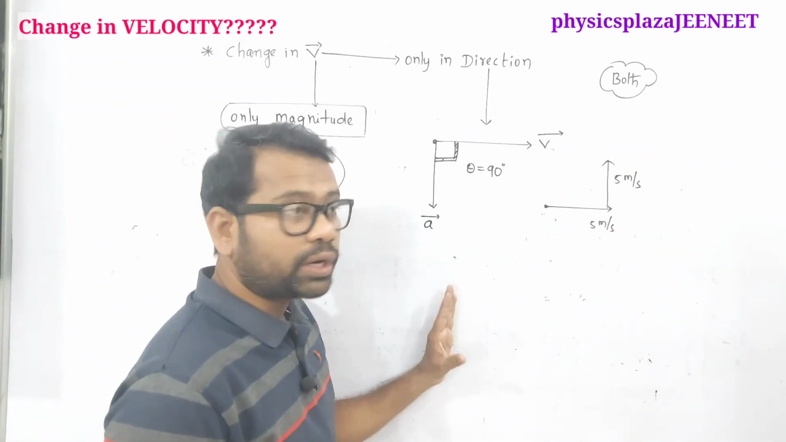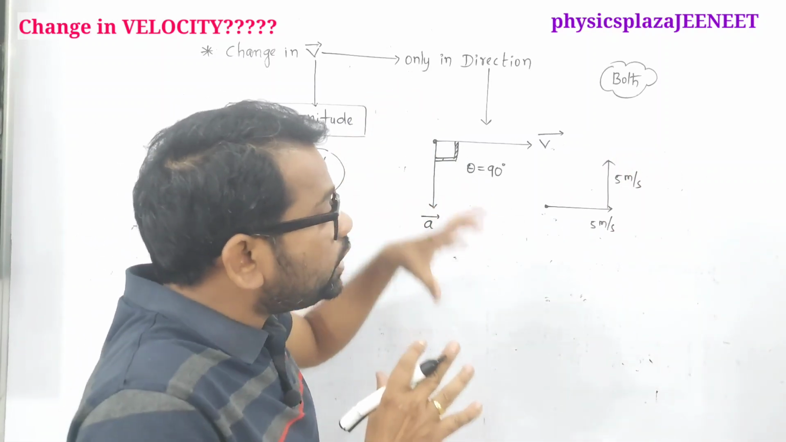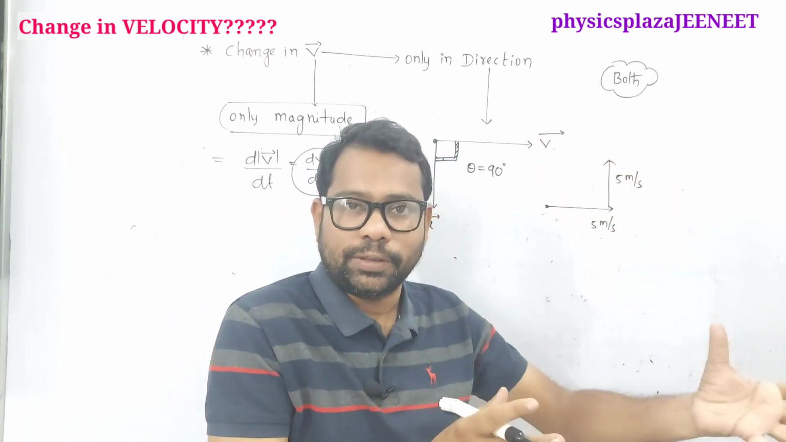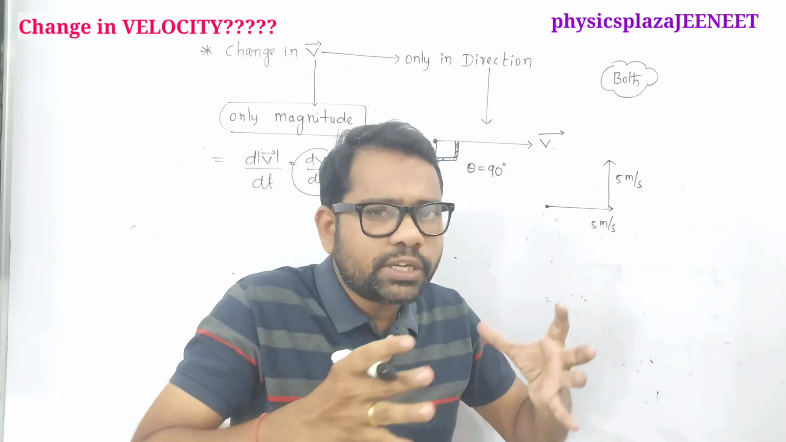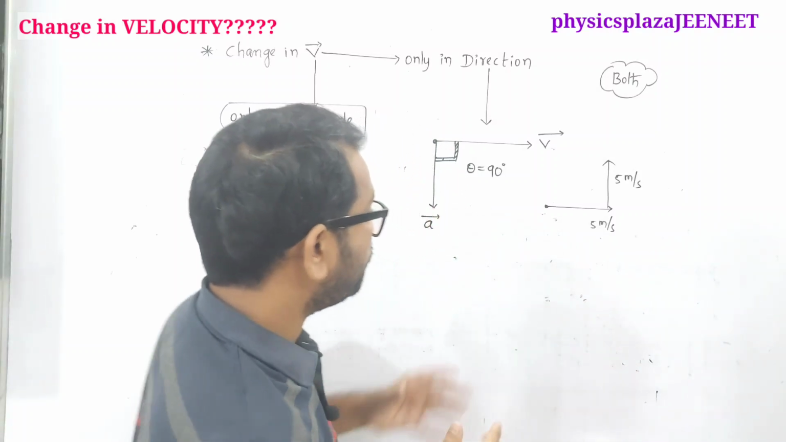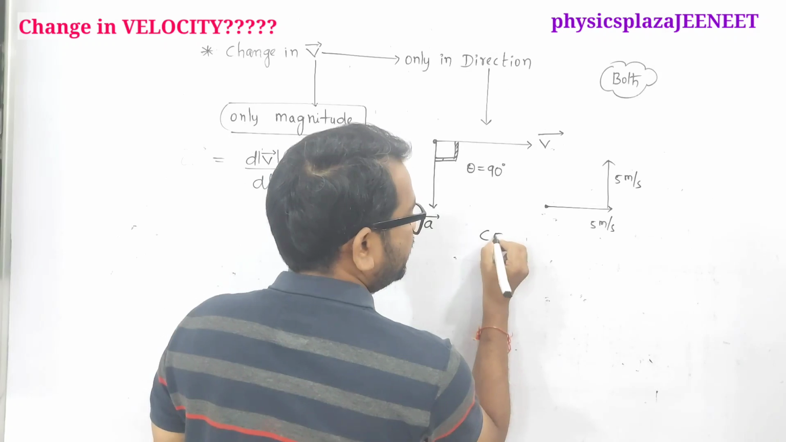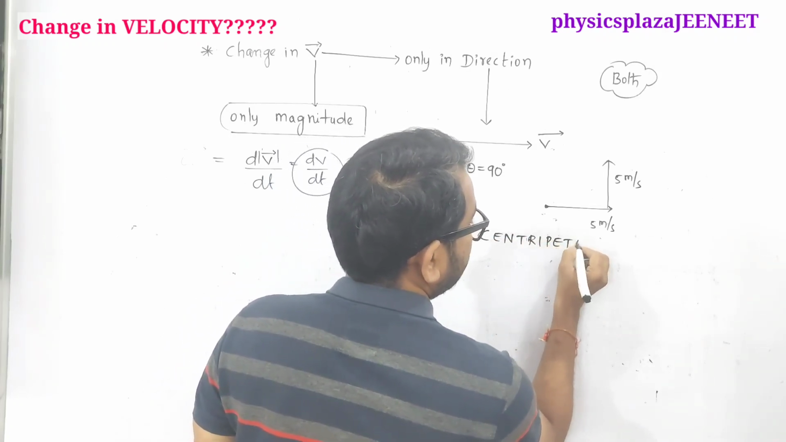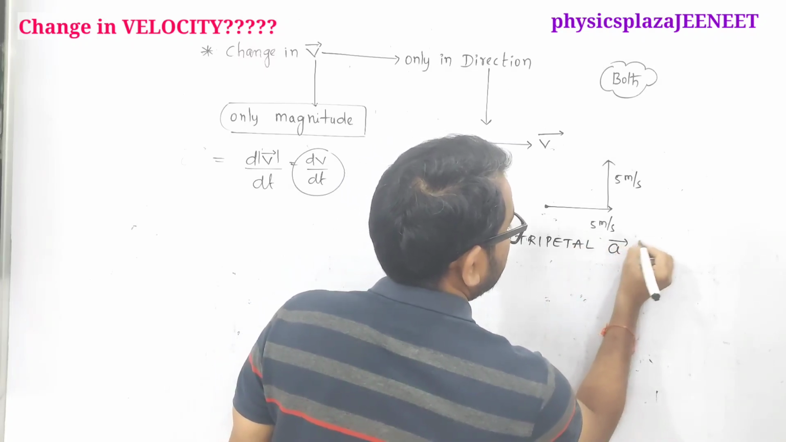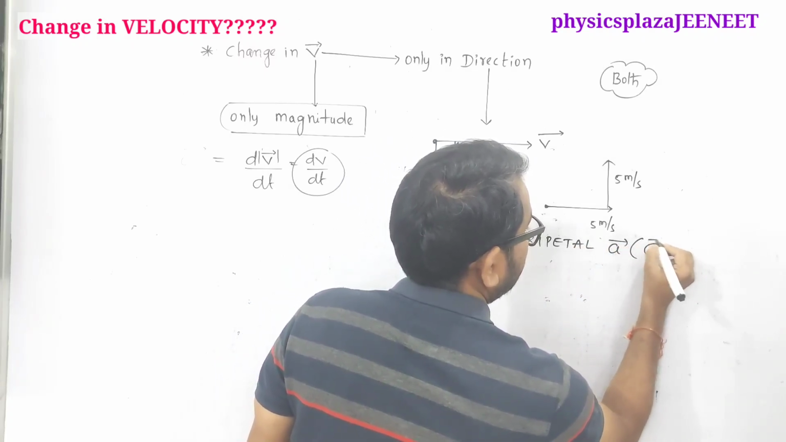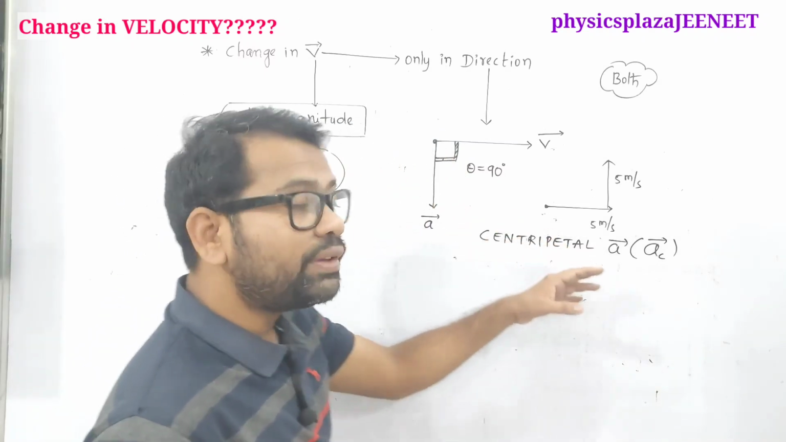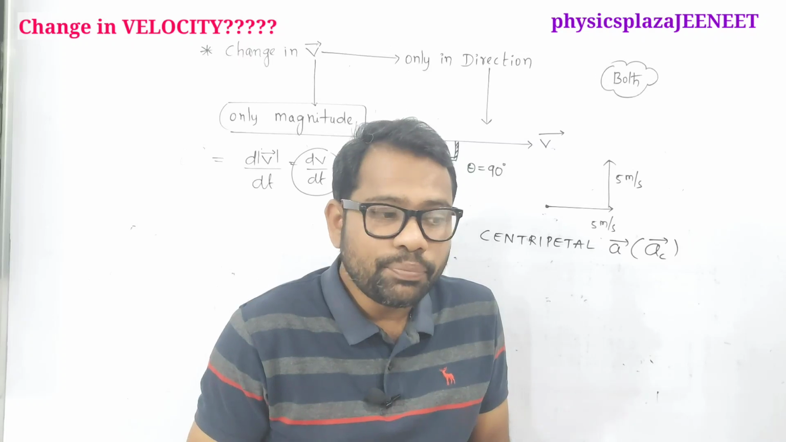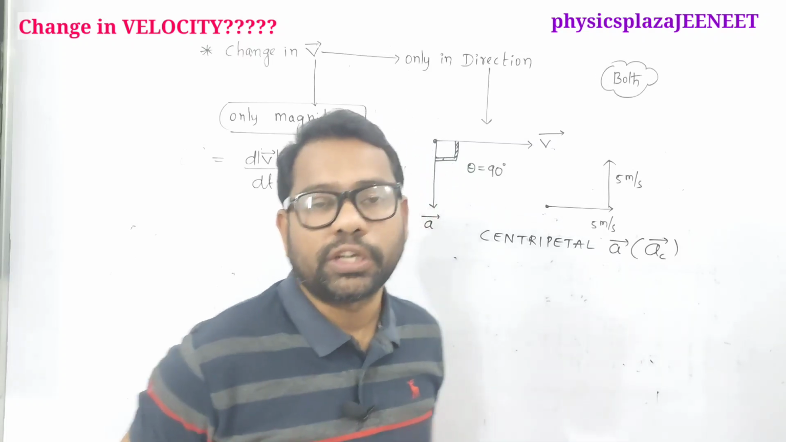Here, children, very very important. If there is only a change in the direction of velocity, but no change in the magnitude of the velocity, the acceleration so produced is called centripetal acceleration. Very important. This again we will be studying in circular motion. Centripetal acceleration is produced only when there is a change in the direction of velocity, but no change in the magnitude of the velocity.